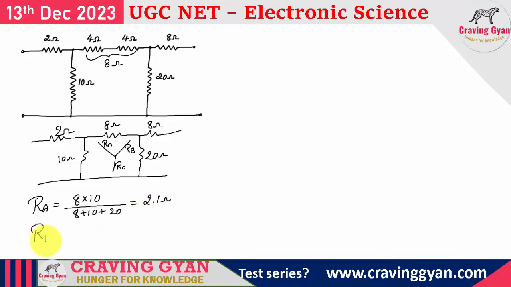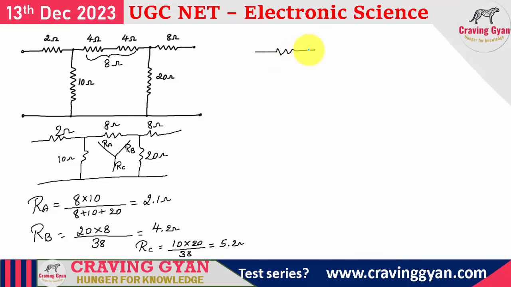Similarly, what is the value of RB? RB is touching these two resistances, nothing but 20 multiplied by 8, whole divided by the total resistance, 38. So the value of RB you are going to get is 4.2 ohms. Similarly, what is the value of RC? It is 10 multiplied by 20, whole divided by 38. 200 divided by 38, you are going to get 5.2 ohms, right? Now look at the things.